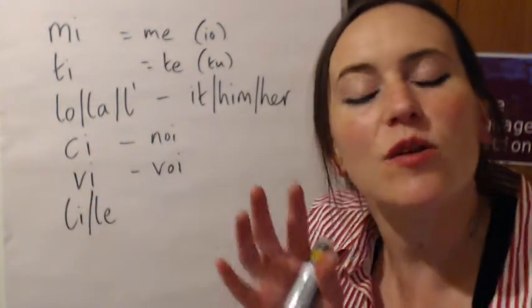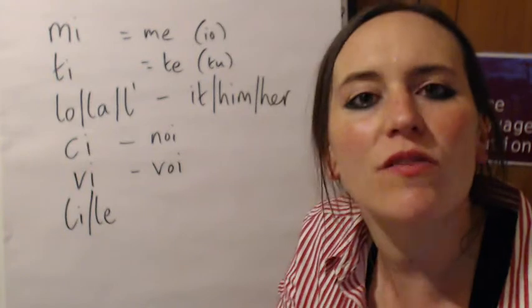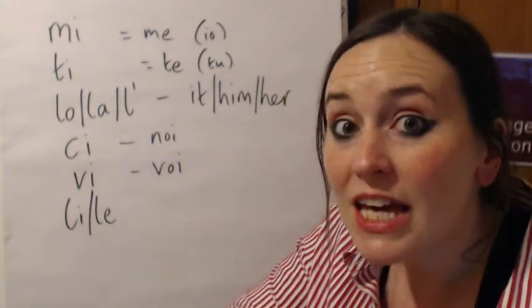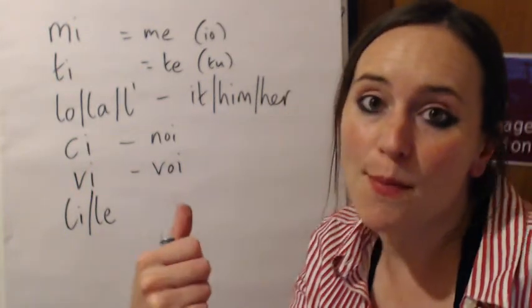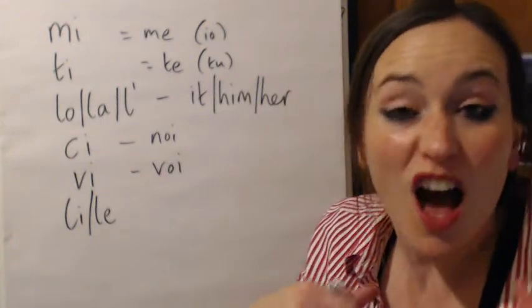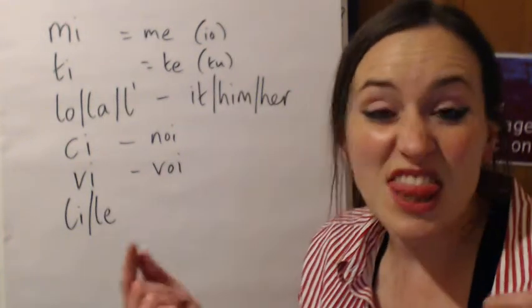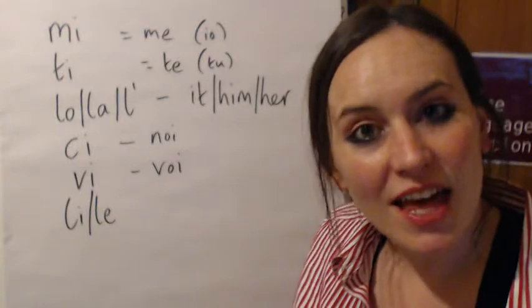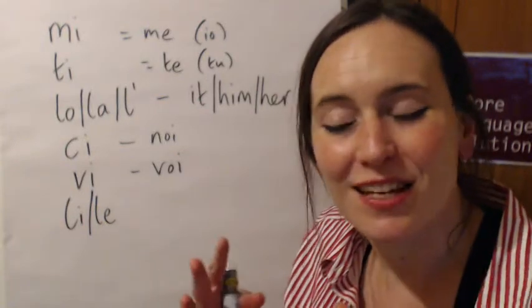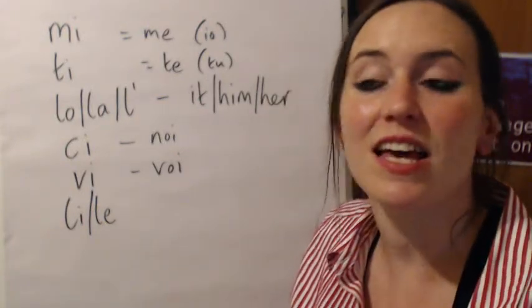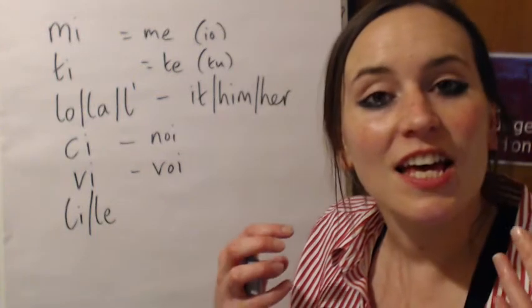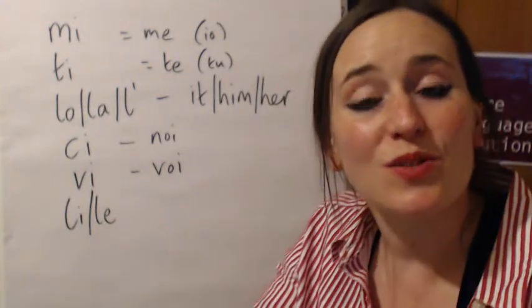They're subjects. They go at the start of a sentence. They're followed by a verb. Whereas me, you, him, her, us, you, and them, they are objects, they're pronouns, and you can answer a question with them.